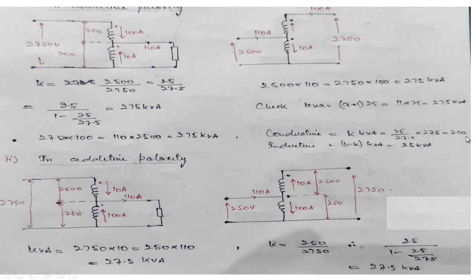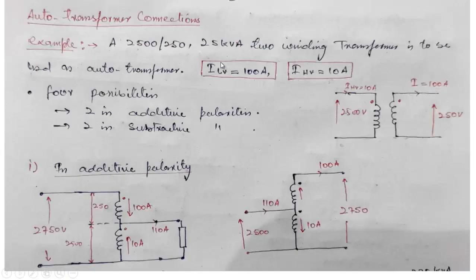This is the conductive kVA. Inductive will be equal to 1 minus K into kVA. It will be equal to 25 kVA. This can also be calculated. The input power is 275 kVA. The inductive kVA will be equal to this voltage multiplied by this current, that is 250 volts into 100, or this 10 into 2500. Actually this inductive kVA will always be the kVA of the two winding transformer, because this is the kVA which is actually transferred by the induction of the transformer, or transformer action. It will always remain this 25 kVA.